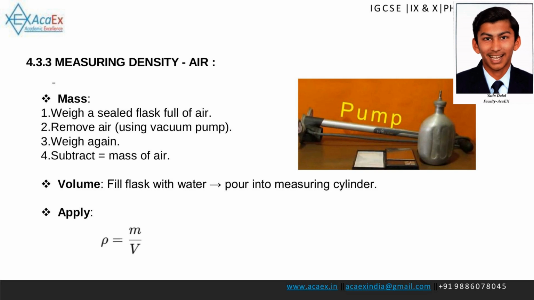Measuring density, air. To find the density of air, first, find the mass. Weigh a sealed flask that is full of air. Remove all the air using a vacuum pump. Weigh the flask again. The mass of the air is the first measurement minus the second. Next, find the volume by filling the flask with water and then pouring that water into a measuring cylinder. Finally, apply the density formula, ρ equals mass divided by volume.